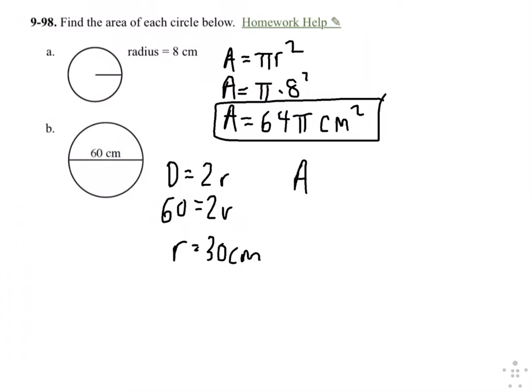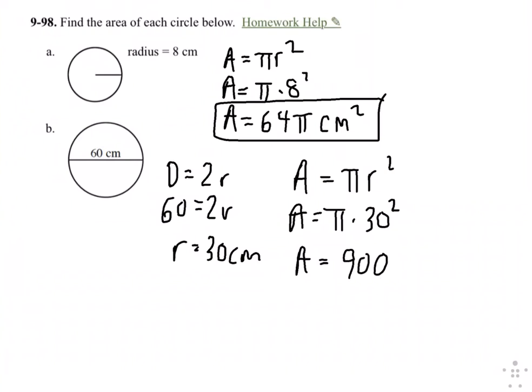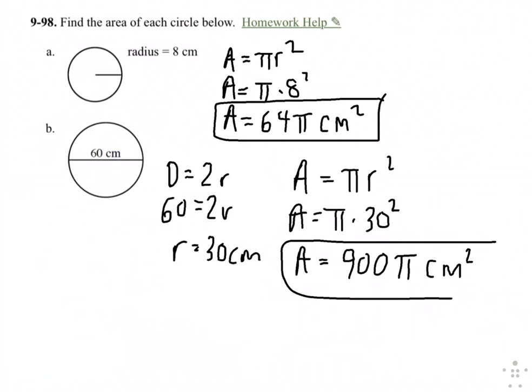Okay, so now area equals pi r squared. Area equals pi times 30 squared. So the area comes out to be 900 pi centimeters squared. And again, leave it like that. Don't use 3.14 for pi unless the problem specifically tells you to, which it does not, right? It does not.